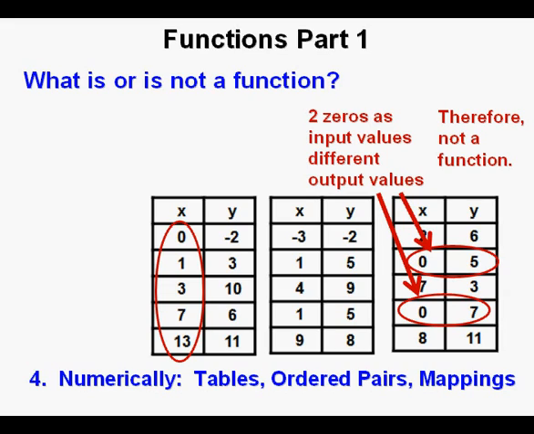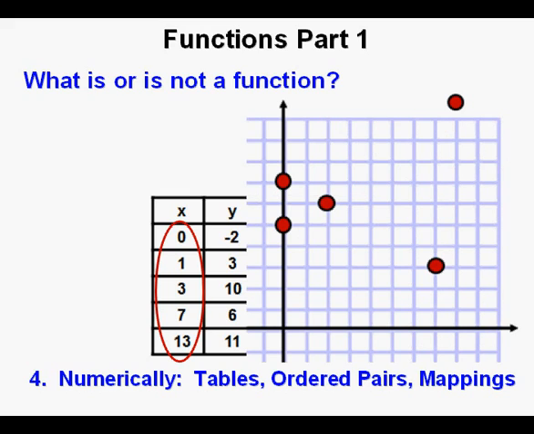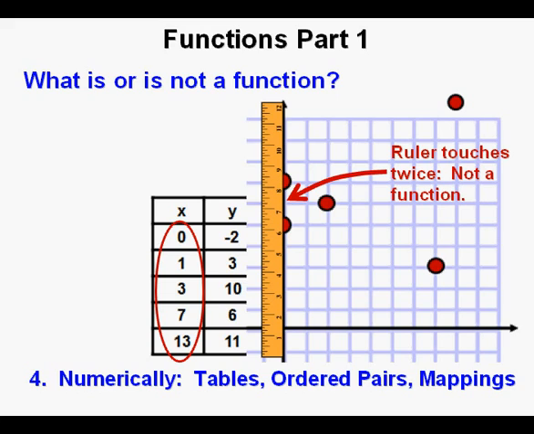One thing we could do with numeric data is plot the data on a coordinate plane, then use the vertical line test. And here is that data from that last table plotted on a coordinate plane. We see the vertical ruler touching both points here at x equals 0, verifying that this relation is not a function graphically in addition to numerically.